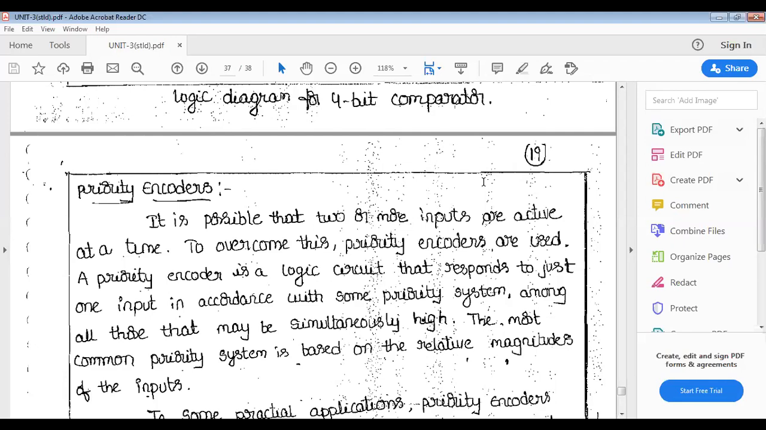What is the encoder? It is a reverse operation. Reverse means the inputs of the decoder are the outputs of the encoder and the outputs are the inputs. In the encoder, 2 power n number of inputs and n number of outputs. So you can call it a 4 by 2 encoder, because of 4 inputs and 2 outputs. 8 by 3 encoder, 16 by 4 encoder, 32 by 5 encoder.